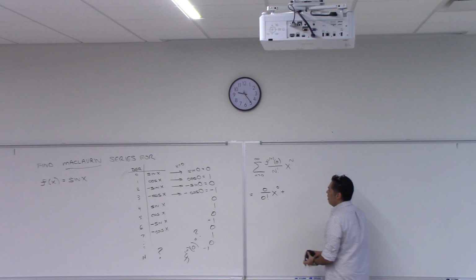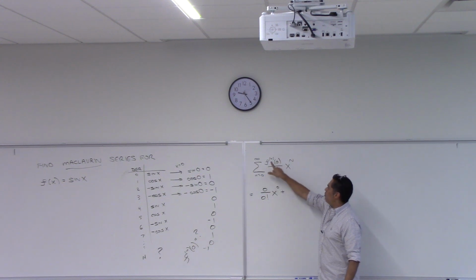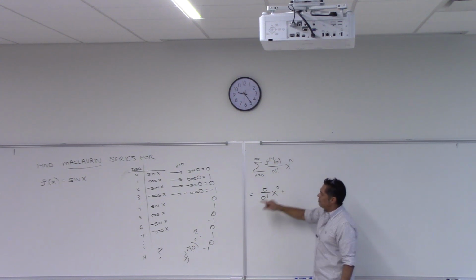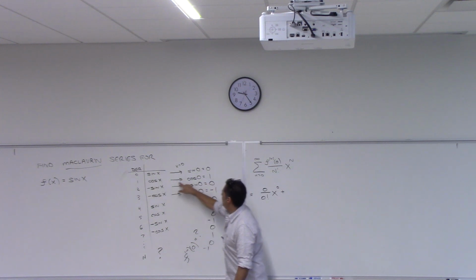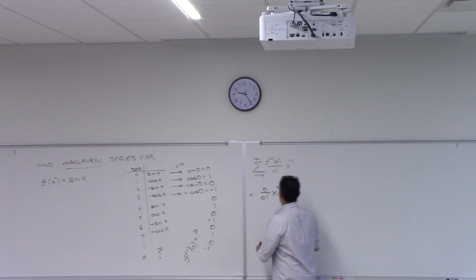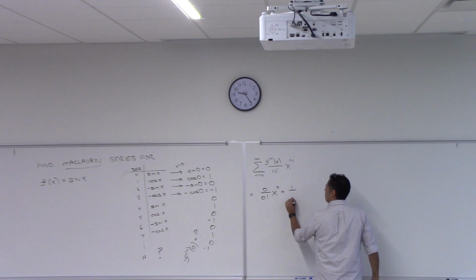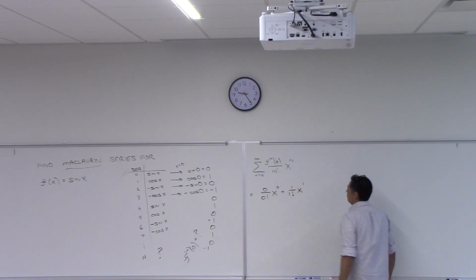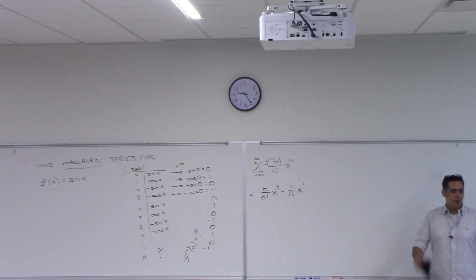Plus, now I'm going to plug in a 1 here. So I want the first derivative at 0. What's the first derivative evaluated at 0? It is 1, right? So I have 1 over 1 factorial x to the 1. Now I plug in 2.